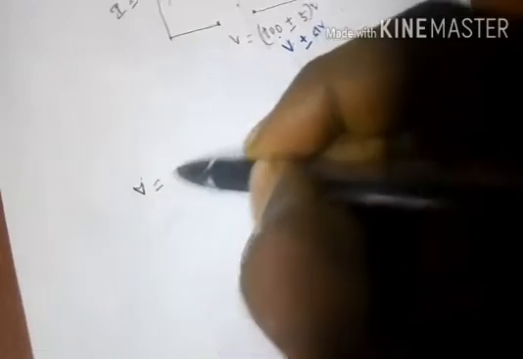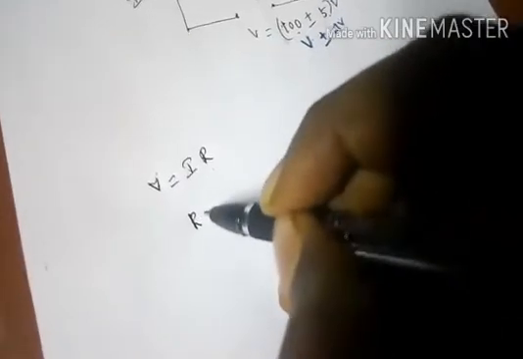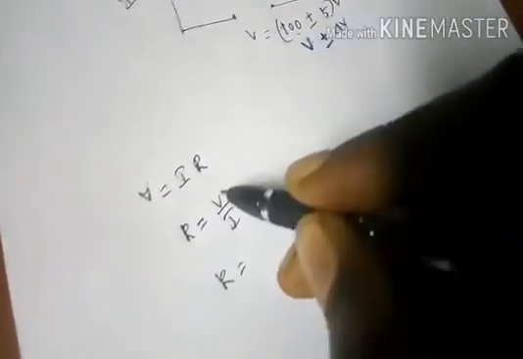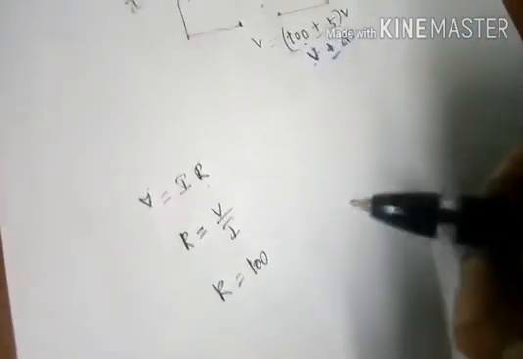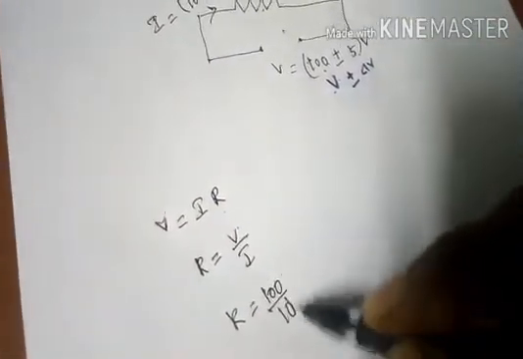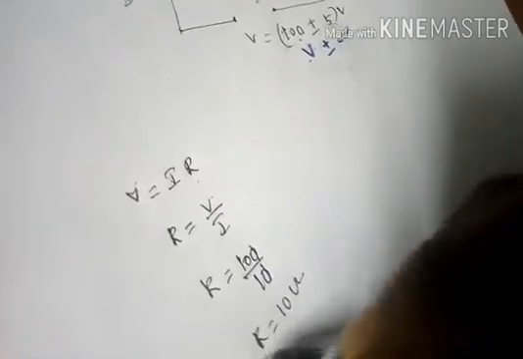According to our Ohm's law, V equal to I R. I want to calculate R only, so this equation becomes R equal to V divided by I. So here R equal to V value, 100, divided by I value, which is 10. Simplify this. So R value is 10 ohm.